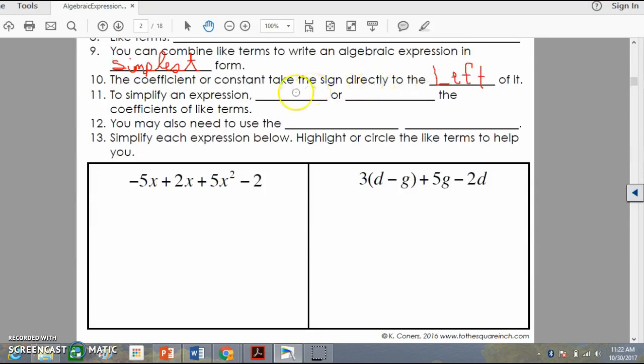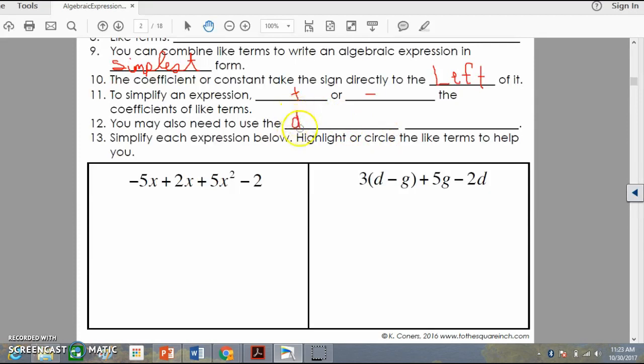To simplify an expression, add or subtract the coefficients of like terms. So you're going to add or subtract the coefficients, the number in front of the variable. You may also need to use the distributive property. We are going to use that a lot this year.